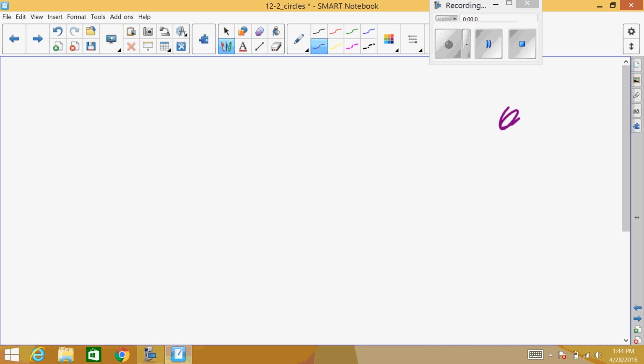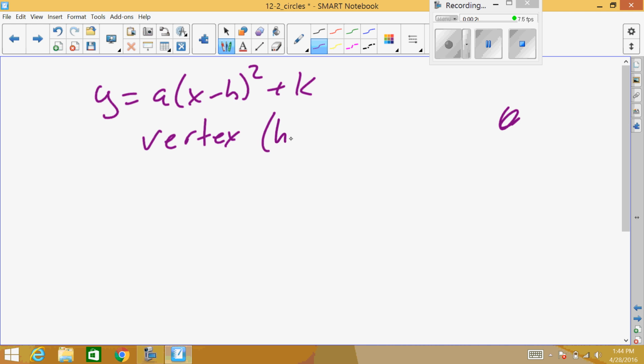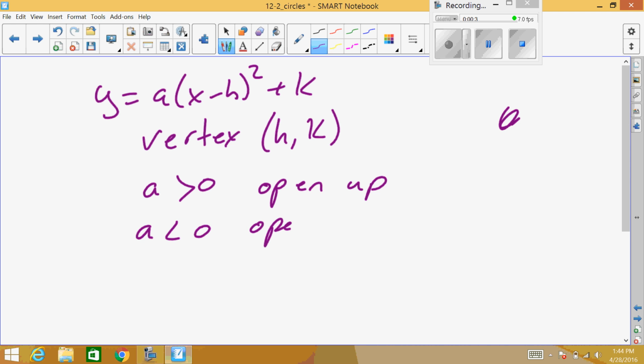Alright, let's give this parabolas section another try, just hitting some of the high points here. So some of the things that we talked about: a parabola is a conic. Y equals a times x minus h squared plus k is the vertex form because the vertex is h comma k. If a is positive, it's going to open up. If a is negative, it's going to open down.